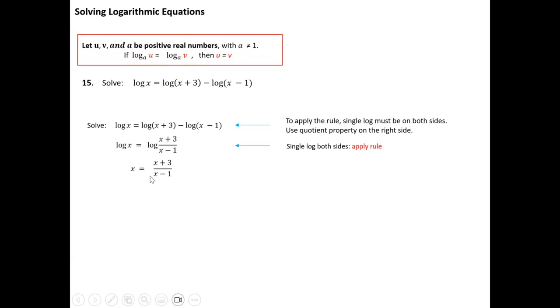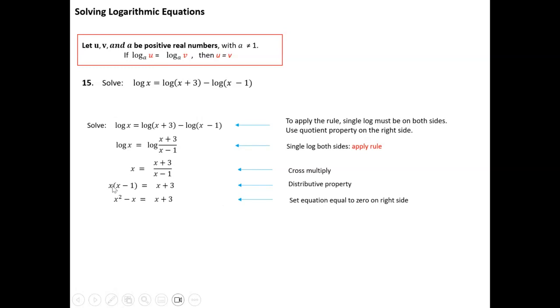Now here we can cross multiply, or we can multiply both sides by x minus 1. It all depends on how you actually solve these problems. If you cross multiply, there's like a 1 here on the bottom of the x, so it'll be x times (x minus 1) equals x plus 3. Or you can say, I want to multiply both sides by the denominator, which is x minus 1. If you do that, this is my result. So it's going to give us x squared minus x equals x plus 3. So now we have to set it equal to 0.